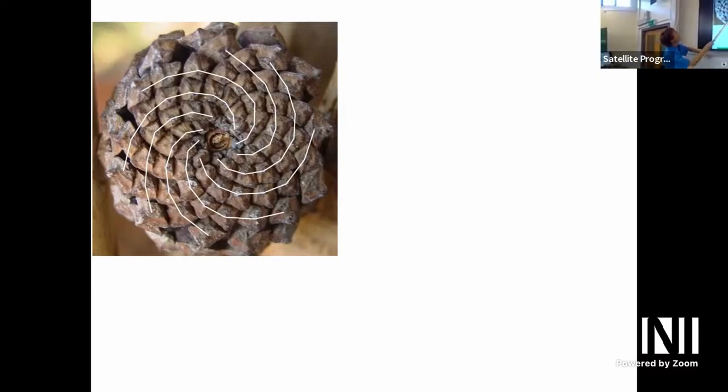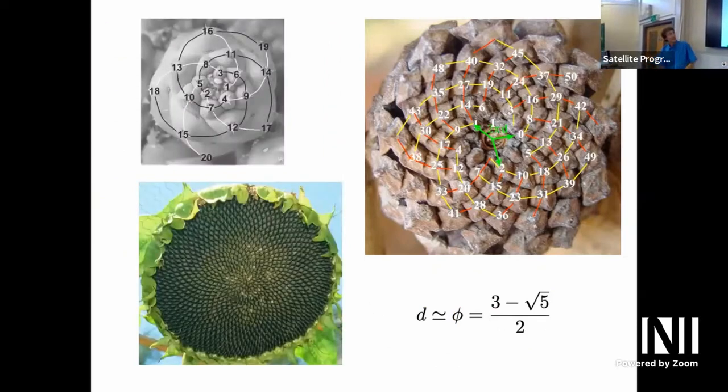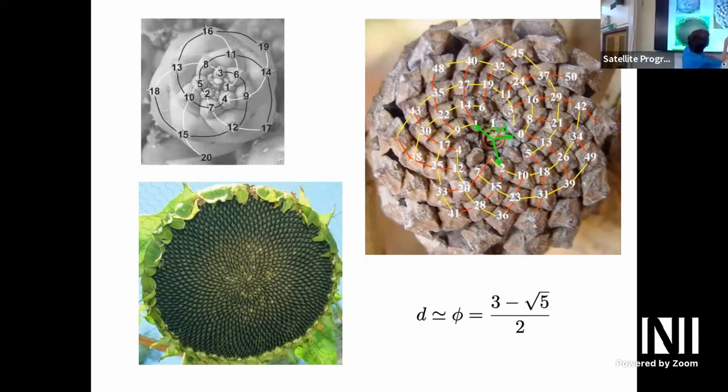And if we count them, 1, 2, 3, 4, 5, 6, 7, 8, we get 8 counterclockwise spirals and 13 clockwise spirals. And the standard number, just to compare plants across nature, some 95% of plants that exhibit this spiral type phyllotaxis exhibit consecutive numbers in the Fibonacci sequence for the numbers of spirals. And associated with that is that what we've done here is just number the bracts according to their distance from the center. So 0 is the closest to the center.